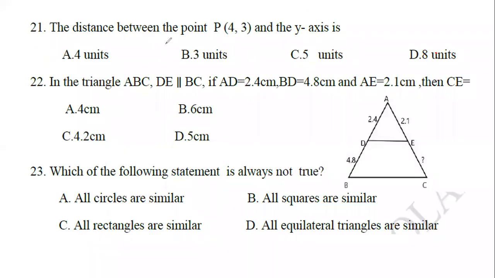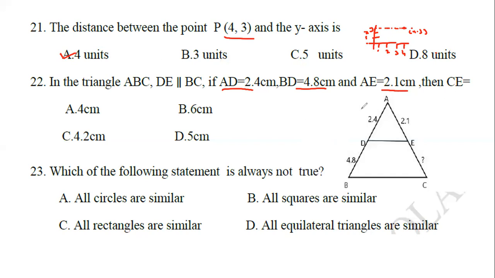The question is: the distance between the point (4, 3) and the y-axis is dash. You need to find out the distance from the point to the y-axis. So here, this is a graph. Point 1, 2, 3, 4, and here 1, 2, 3. Mark down (4, 3). (4, 3) lies here. What is the distance from the y-axis? Here to here, the distance is 4. 4 units. Which option is right? Option A is correct. Next, the given AD is 2.4, BD is 4.8, AE is 2.1 centimeter.